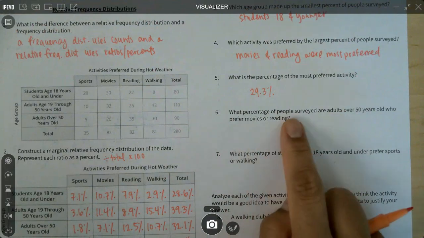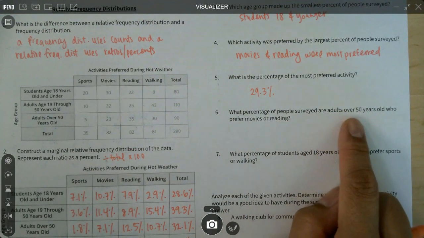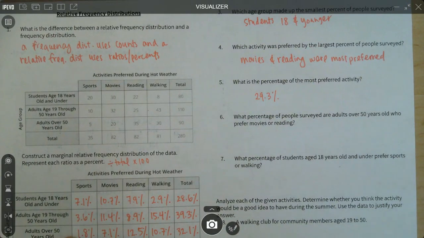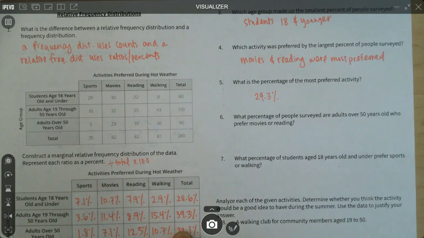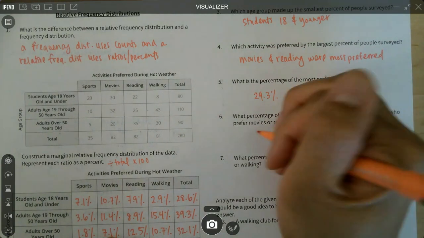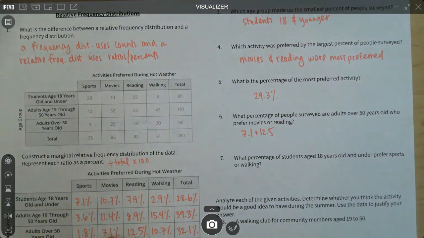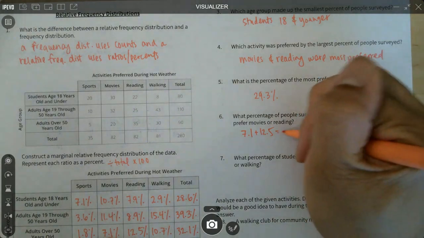What percentage of people surveyed are adults over 50 years old who prefer movies or reading? Looking at adults over 50 years old, we want to see what percent preferred movies or reading. Movies or reading are going to be these two together, so we're going to add those together. 7.1 plus 12.5, that's going to be 19.6%.